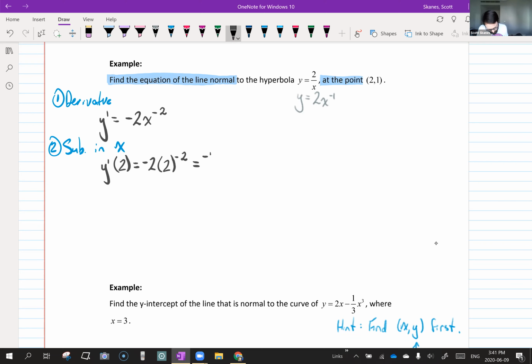That's exactly right. The whole reason for that, and let's not forget what the derivative gives us. The derivative gives us a slope. So by putting in an x value, it gives us the slope at that point, which is going to be the slope of the tangent line. The slope of the tangent line is negative 1 over 2. That's not what we want.